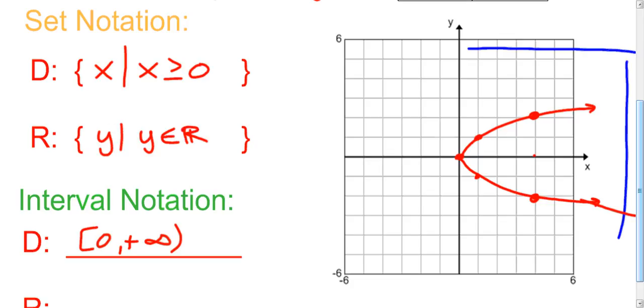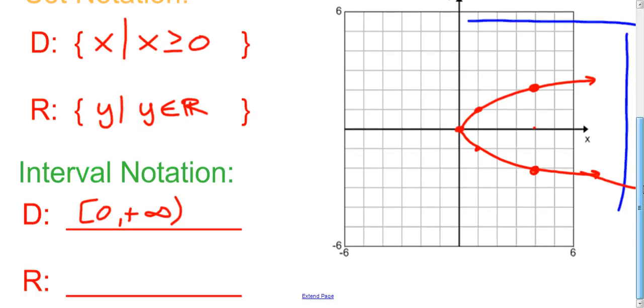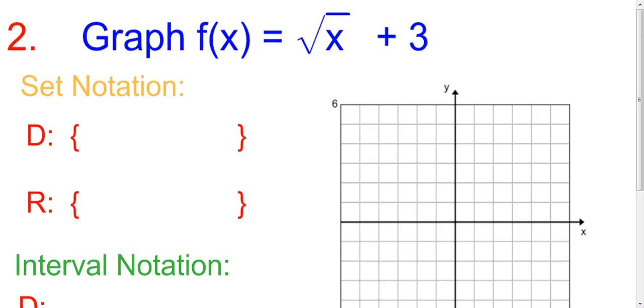There's no number that your y value can't be. And then for y, it would go from negative infinity to positive infinity. Okay, so that's how that works.